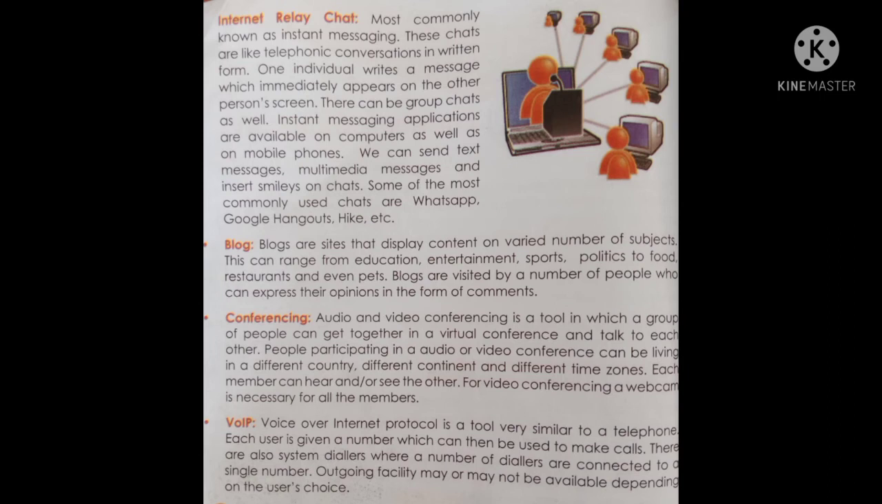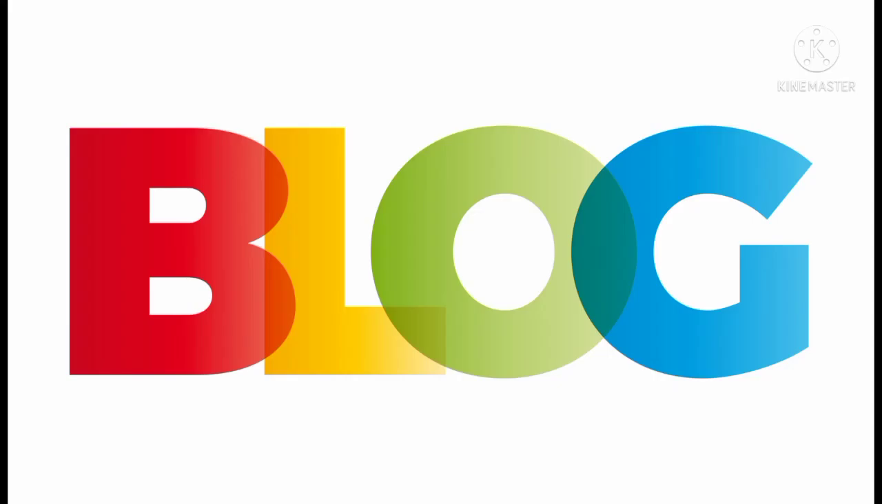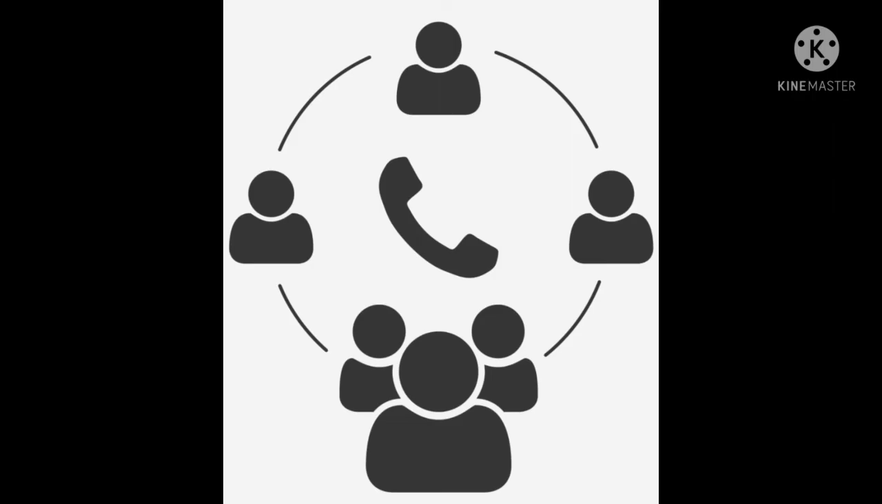The next communication tool on the internet is the blog. Blogs are sites that display content on a varied number of subjects. This can range from environment, education, entertainment, sports, politics to food, restaurants, and even pets. Blogs are visited by a number of people who can express their opinions in the form of comments. The next communication tool on the internet is conferencing.